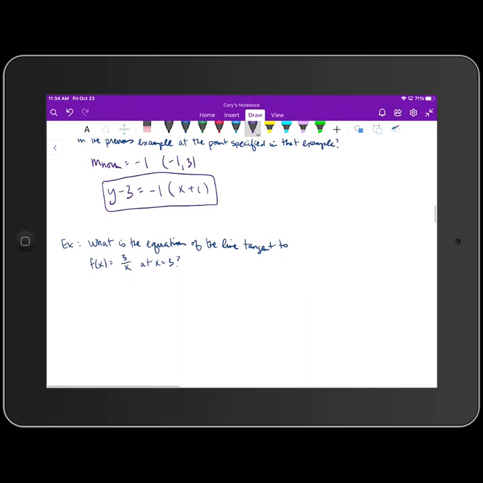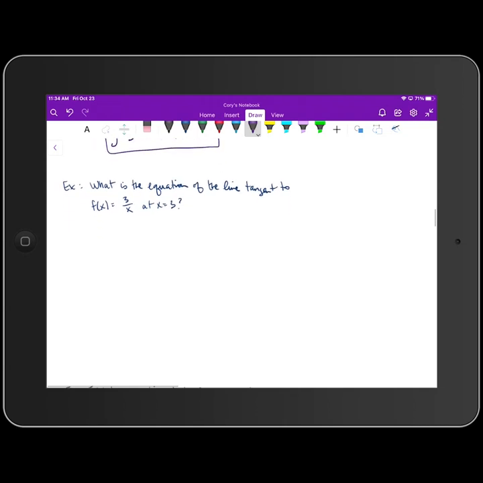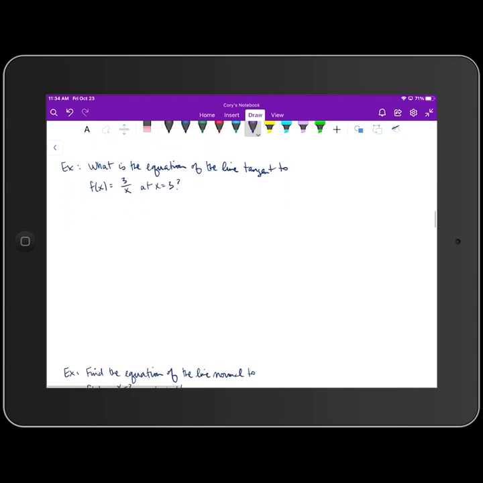Okay, so we're going to do 2 more examples and then we'll wrap up the first part of this video. The next question asks, what is the equation of the line tangent to f of x equal to 3 over x at x is equal to 3?